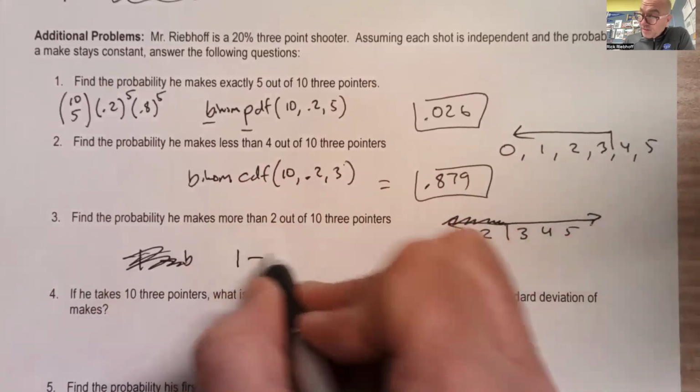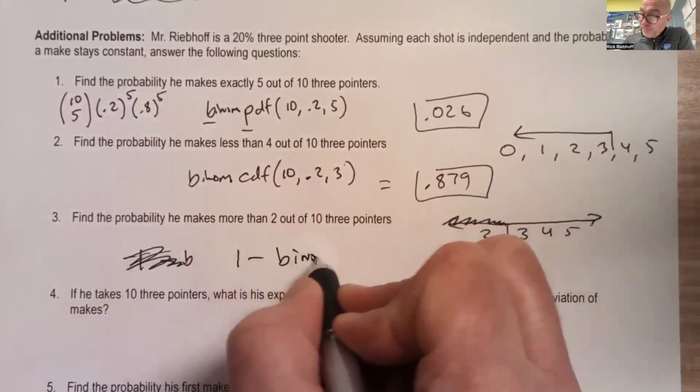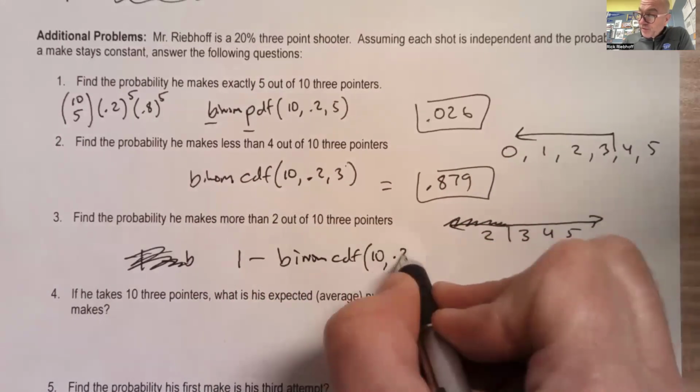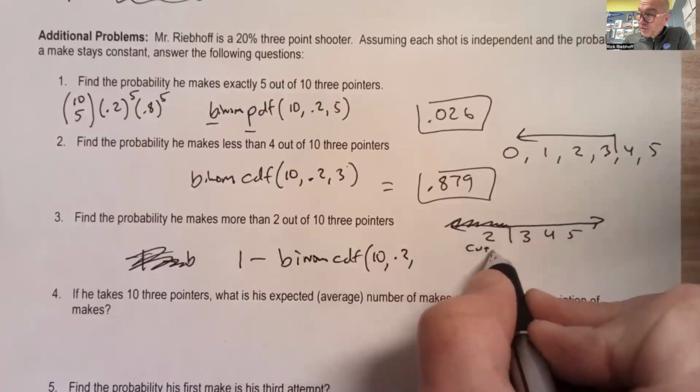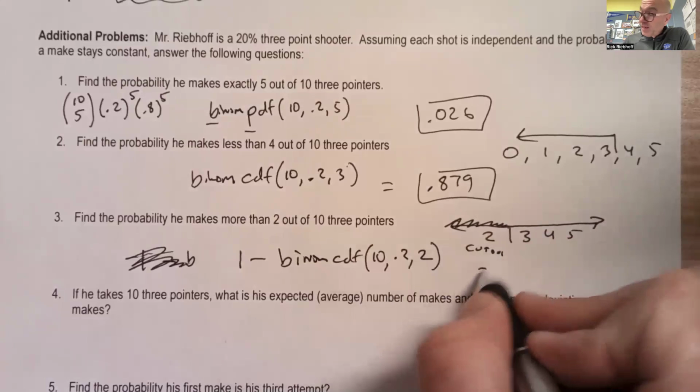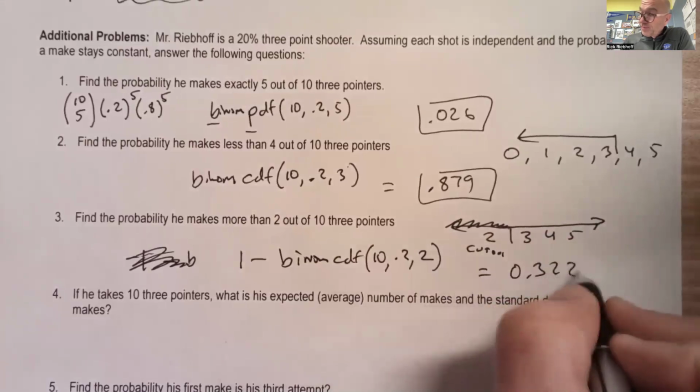So that is 1 minus binomial CDF 10 comma 0.2 comma, we're cutting out 2 and below. So I'm going to do that. And our answer should be 0.322.